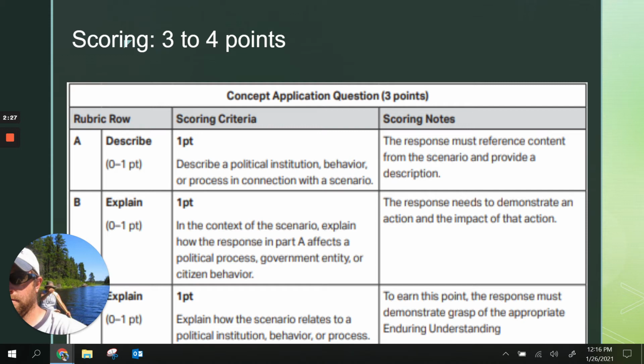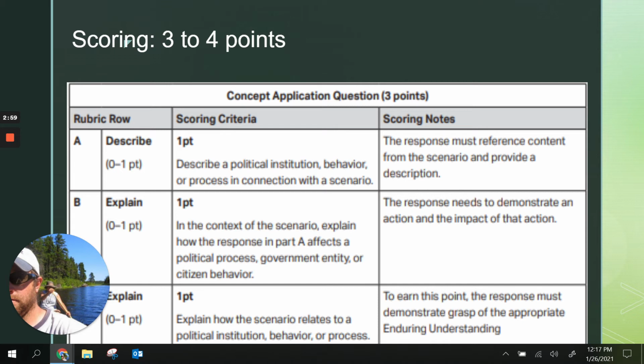So to get the point in A, you're going to be asked to describe a political institution, behavior, or process. Okay, so that's really just providing a definition to a particular term. In B, you'll be asked to do and explain. So make sure that you work in that example. Okay, so explain how the response in part A, whatever you chose, affects a political process, government entity, or citizen behavior. And finally, in C, you're going to be asked to explain how the scenario relates to an institution, behavior, or process. It seems like the same thing, right?